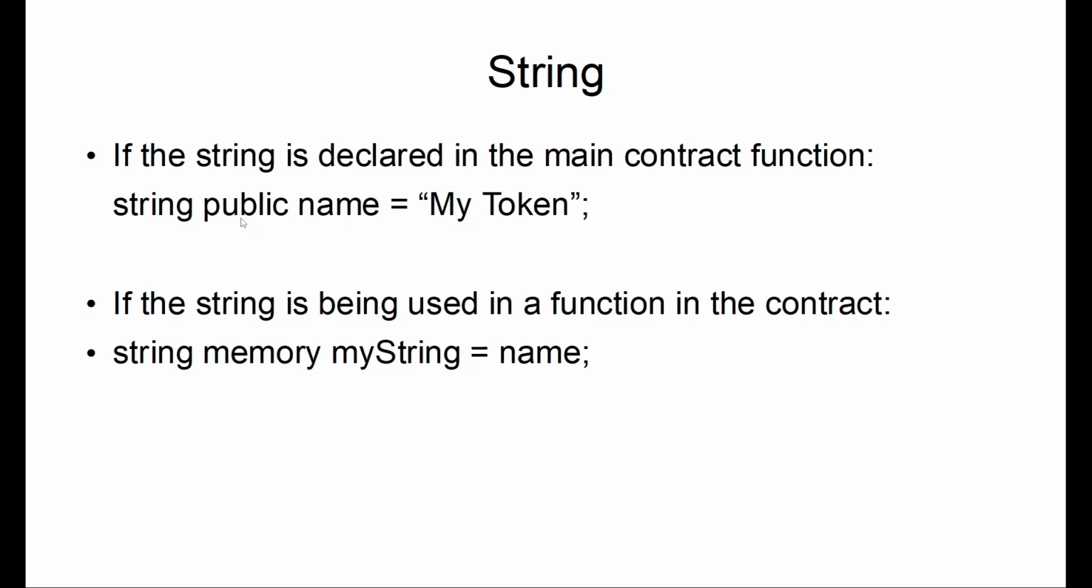If the string is being used in a function, for example, you're passing a new string into the name, then you're going to use string memory. You have to put the word memory in there, and then the name of the string equals whatever you're doing. So for this example, string memory my string equals name would make my string equal to my token.